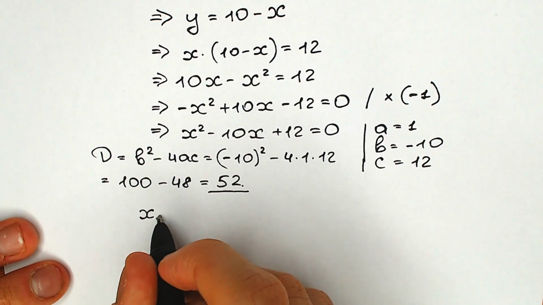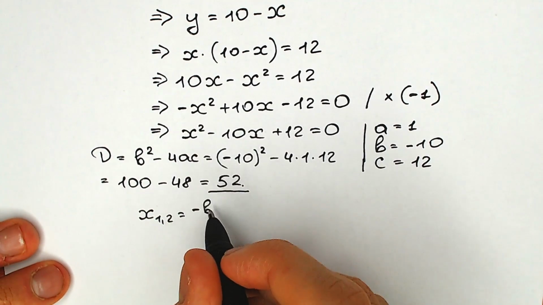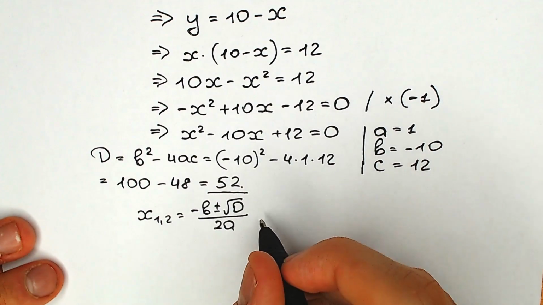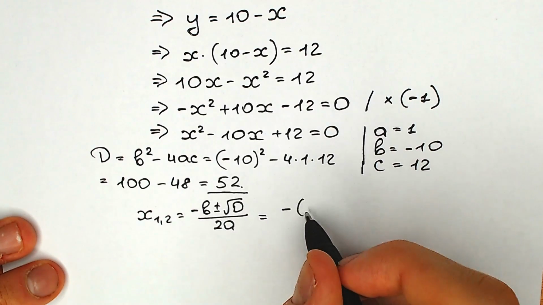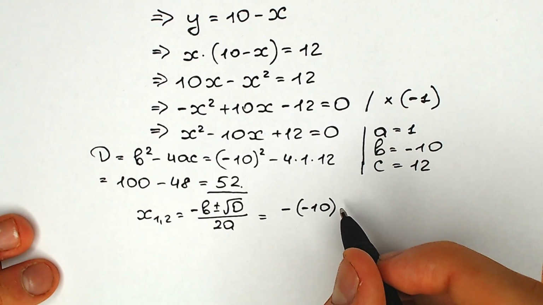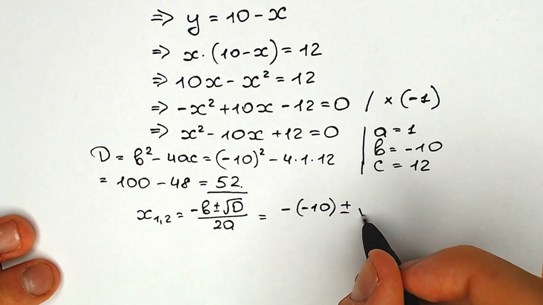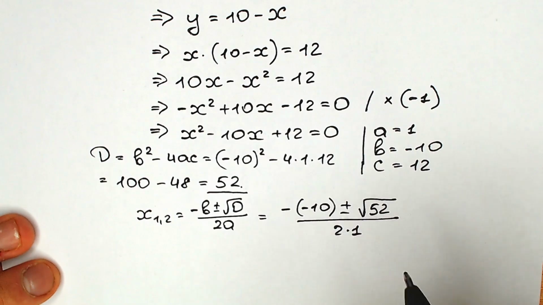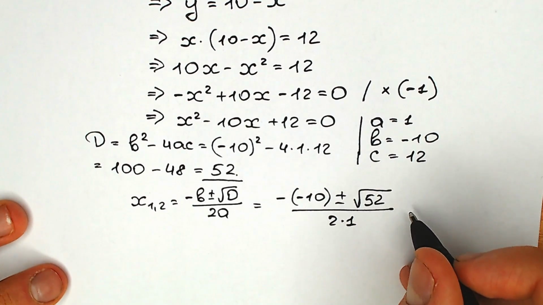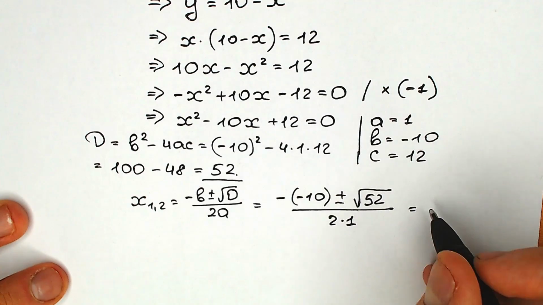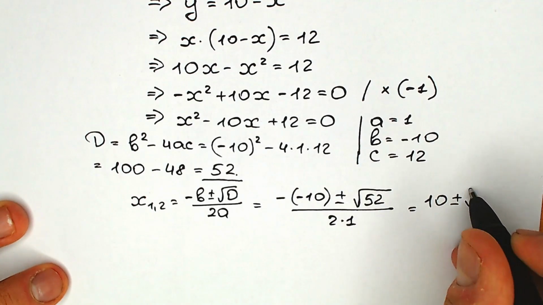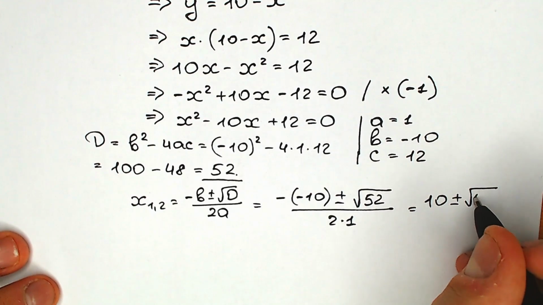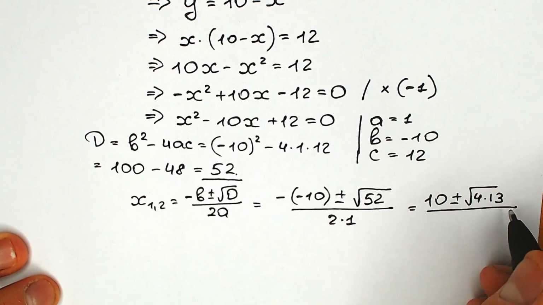Right now let's plug our discriminant into the well-known formula. We have x first and second equal to minus b plus minus square root of discriminant, all over 2a. Really great. Equal to minus b, so 10, plus minus square root of 52, and we divide all of this by 2 times 1. Okay, right now let's simplify this real quick. We have minus minus, so we have plus, so we can write it as 10 plus minus square root of 52. We can write that as square root of 4 times 13, and we divide it by 2.